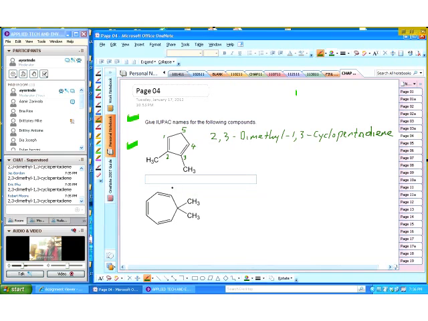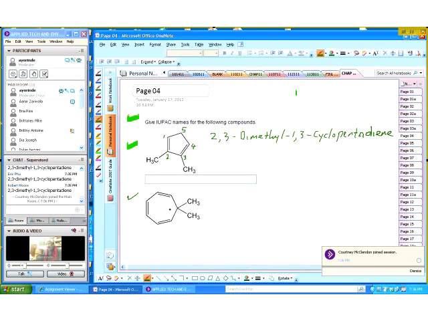Okay, very good. Now let us try this one here. We did very well with this, so let us try this one. What will be the base name? How many carbons are in the cyclic ring system here? Okay, good. So how do we start the number? Where do we start the number? We start the number from here.